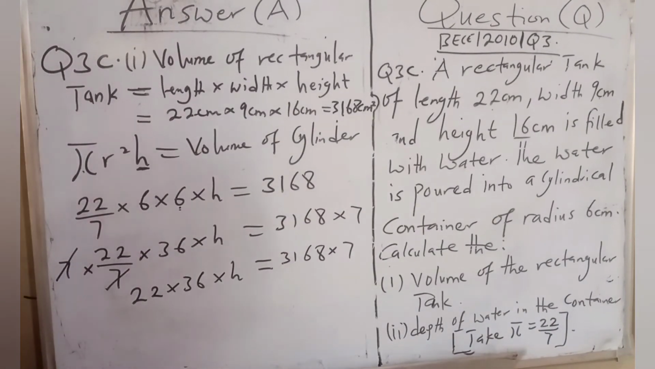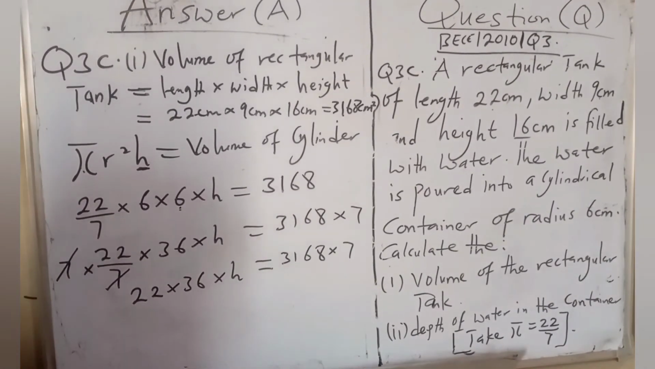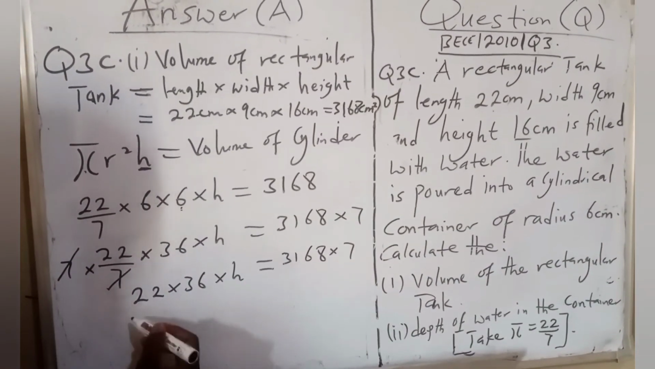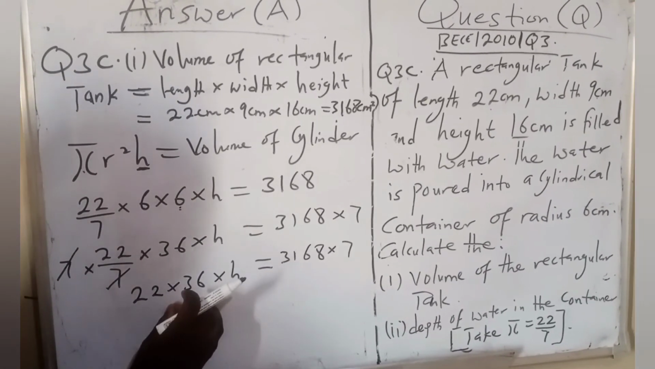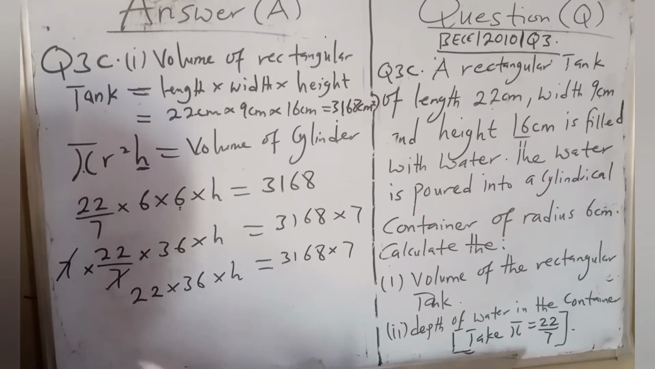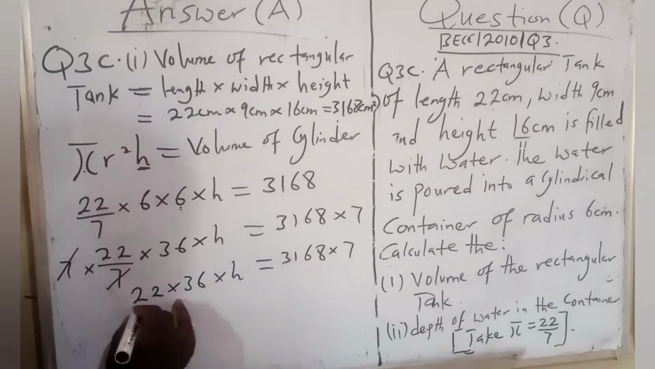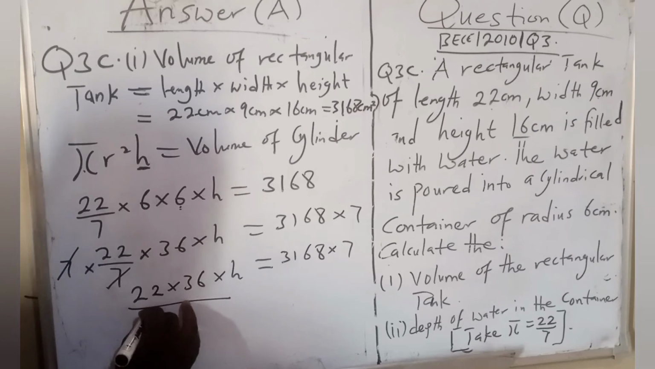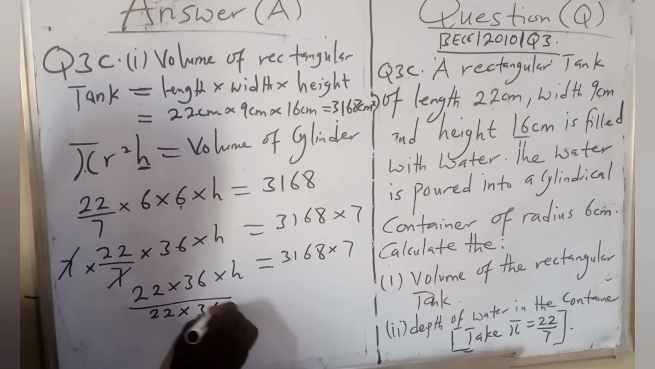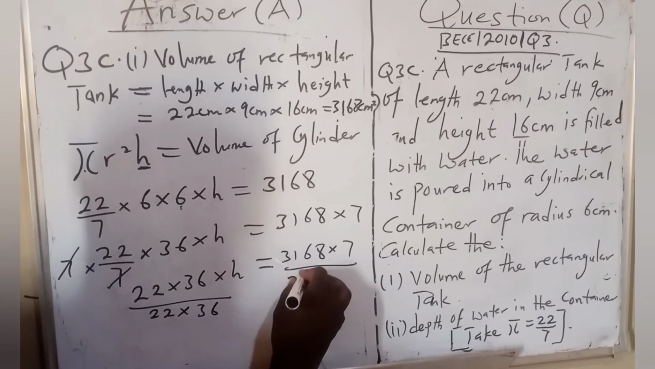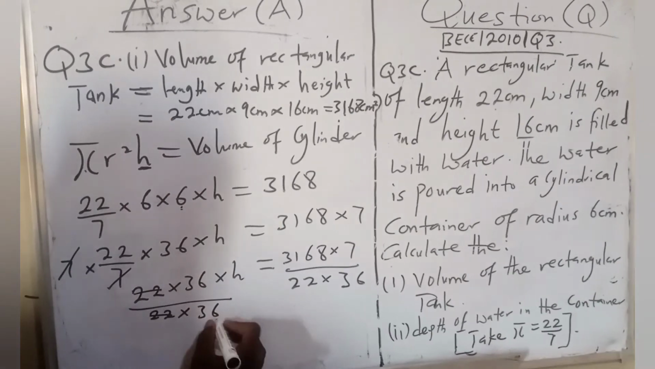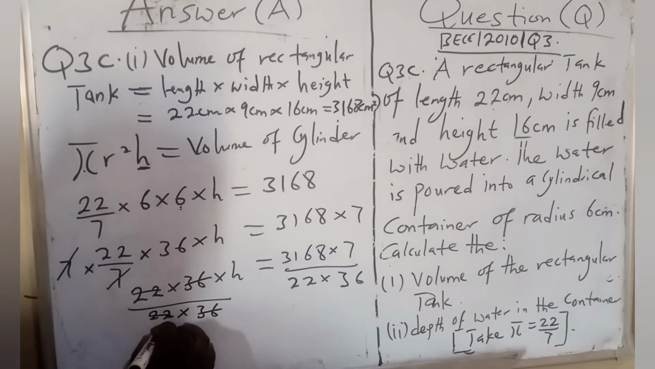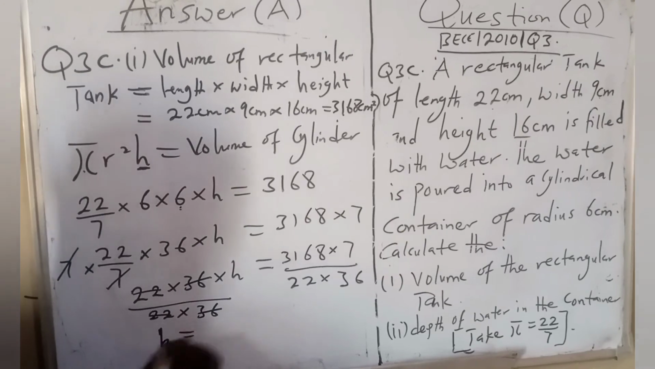But those of you who are allowed to use calculator, those at the senior high level, you can decide to multiply them. But those at the basic level, you are not allowed to use calculator in the exam hall. So that's why I don't advise my students to multiply this, so that they will not be dealing with big numbers and find it difficult breaking down the fraction. So with this, I'll just divide both sides by 22 times 36, so that this 22 will do away with this 22, and 36 will do away with 36, leaving h equal to.